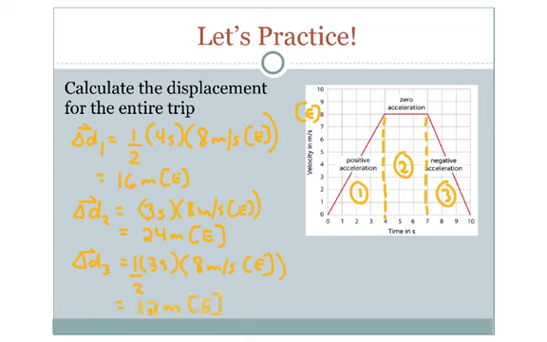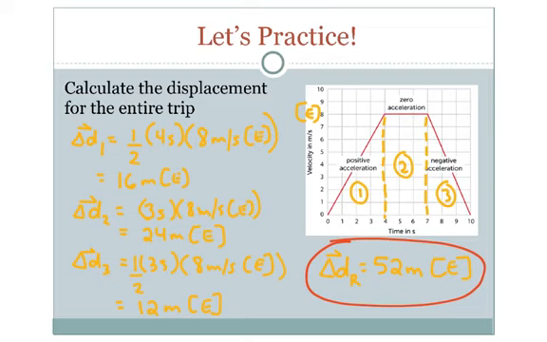And then we're going to do our overall displacement. We could even call it resultant displacement here. So the entire travel is going to be all 3 values added together. So we get a total of 52 meters east. And that's our final answer.